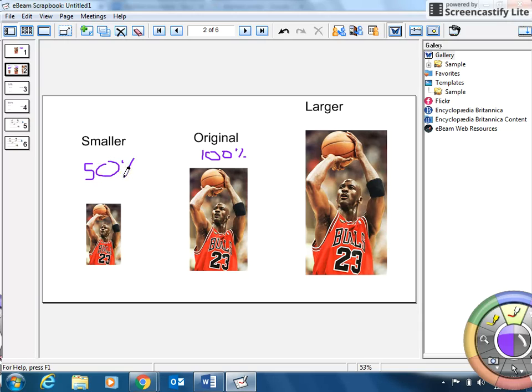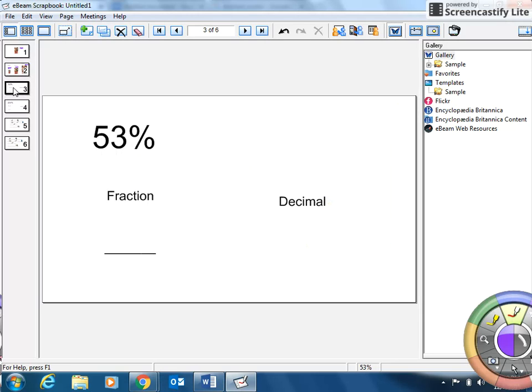50%. Now, here's the tricky question. The larger image is actually twice the original size. If it's twice the original size, what percentage do you think that would be, studio? 200. Oh, in unison. I love it. You are correct. We got to wrap our head around the original being 100%, and then if something is smaller, the percentage would be less than 100, and if something's bigger than the original, it's going to be bigger than 100%. Do you guys get that idea? Yeah. Perfect. Well, let's go take a look.